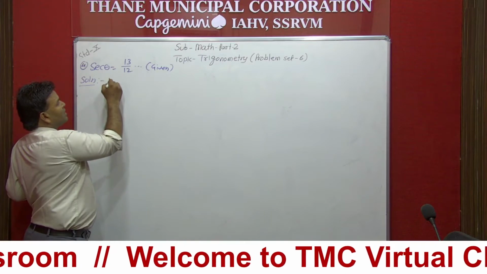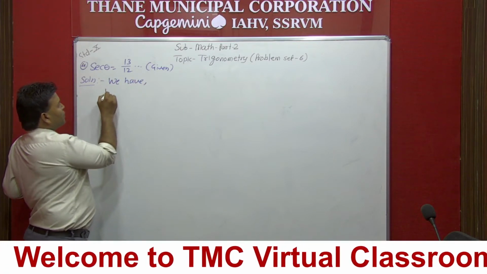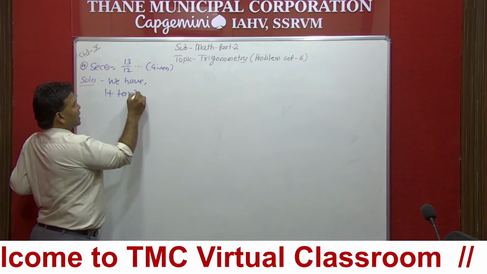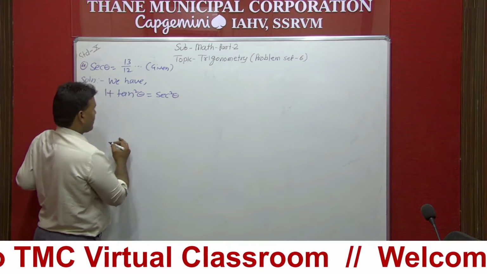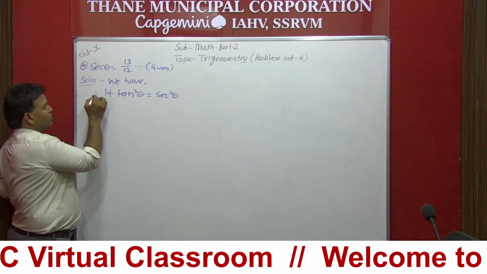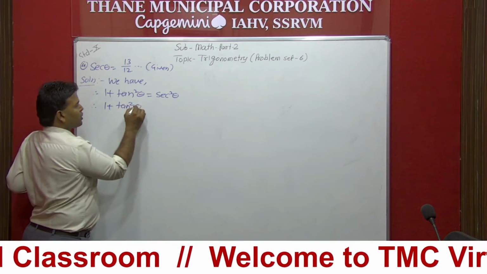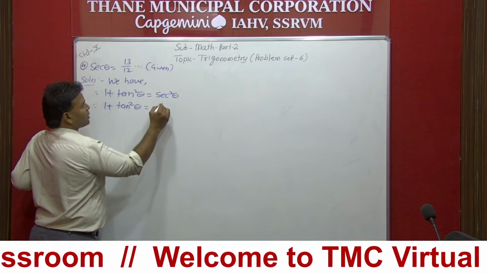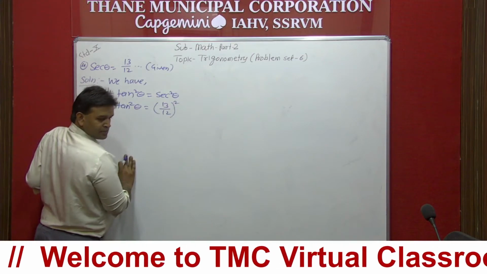What I am writing here: we have 1 plus tan square theta is equal to sec square theta. Therefore 1 plus tan square theta is equal to sec square theta, which is 13 upon 12 the whole square.